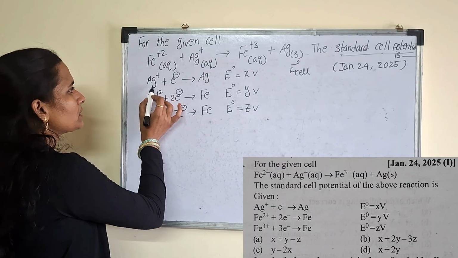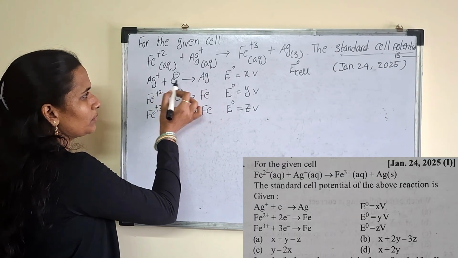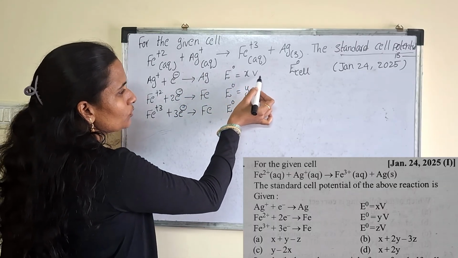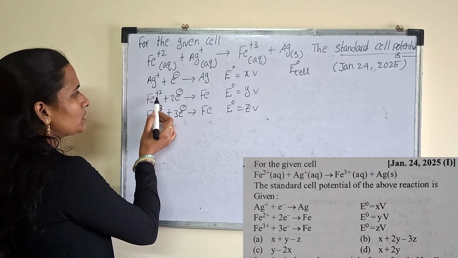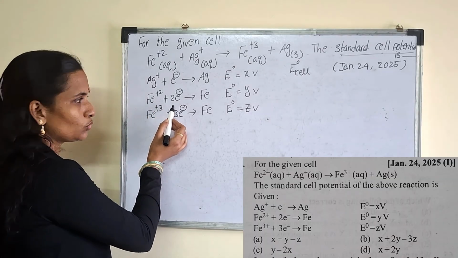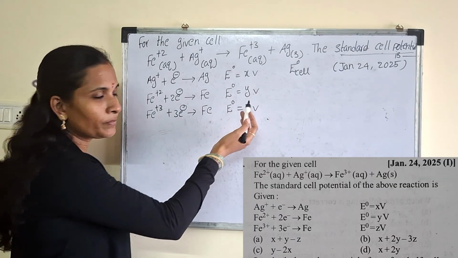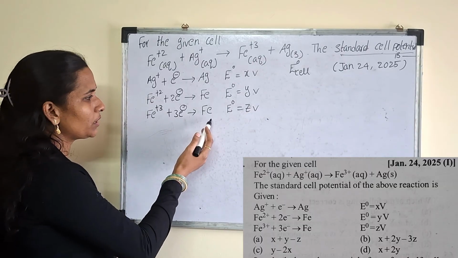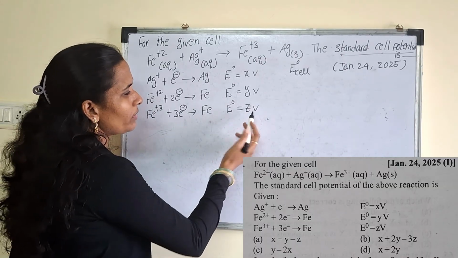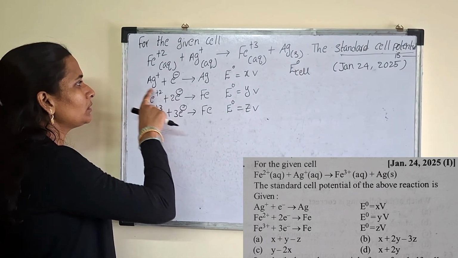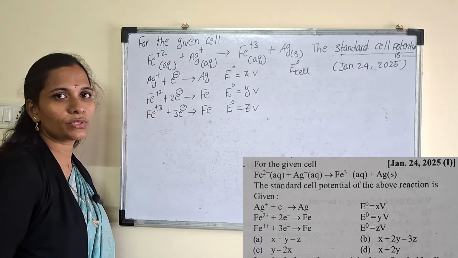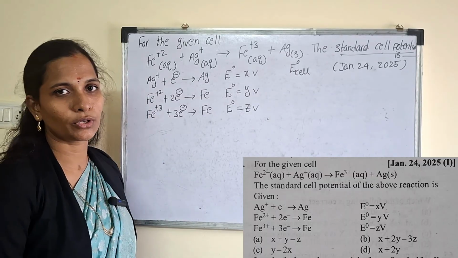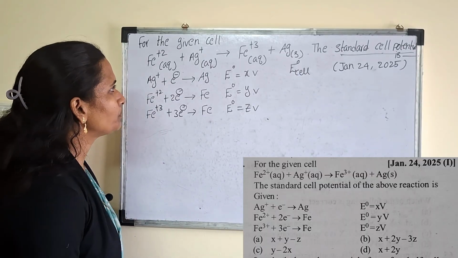Here Ag+ gains 1 electron, then it becomes Ag, and the E naught value is x volts. Fe2+ gains 2 electrons to give Fe, and the E naught value is y volts. Fe3+ gains 3 electrons to become Fe, and the E naught value is z volts. So from the three given equations with E naught values, they are asking for the standard cell potential of this reaction. So this is the question.